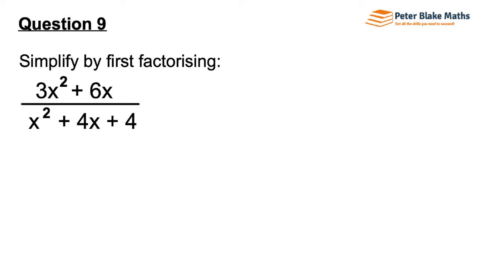Question 9. Simplify by first factorising. On the top the expression's got 3x squared plus 6x all over x squared plus 4x plus 4 on the bottom.